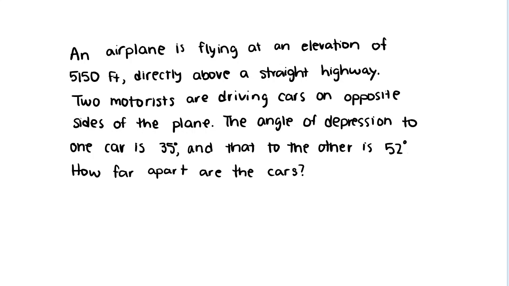An airplane is flying at an elevation of 5,150 feet, and it's directly above a straight highway. And so we've got two cars on opposite sides of the plane, and there's an angle of depression towards one car of 35 degrees, and an angle of depression towards another car of 52 degrees. And we want to use trigonometry to determine how far apart these cars are.